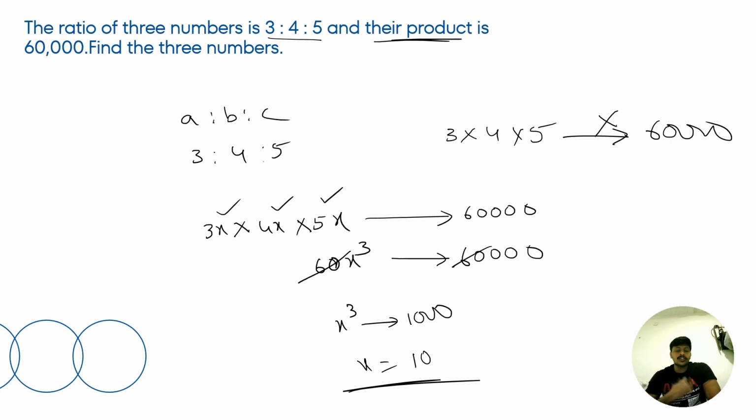So now we want the original numbers. What are the original numbers? 3x, that is 3 into 10, 30. 4x means 4 into 10, 40. 5x means 50. These are the original numbers.